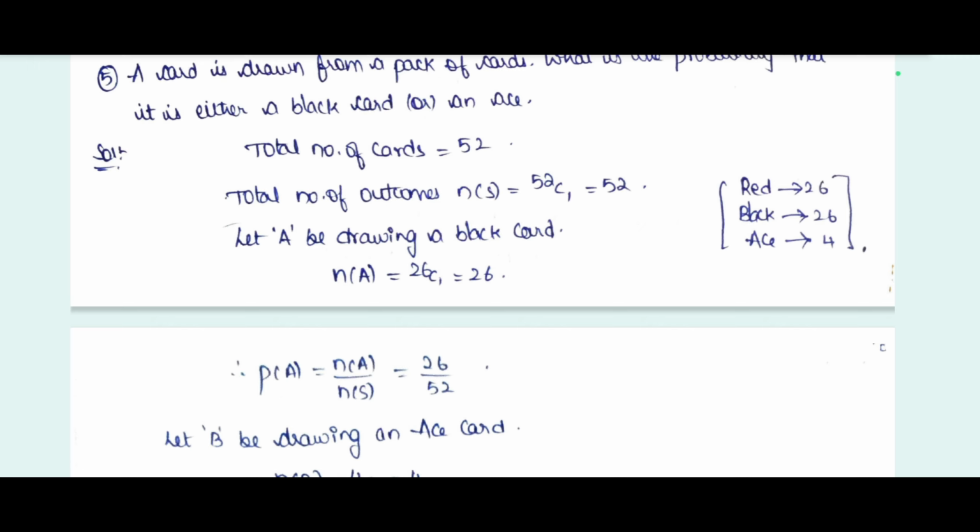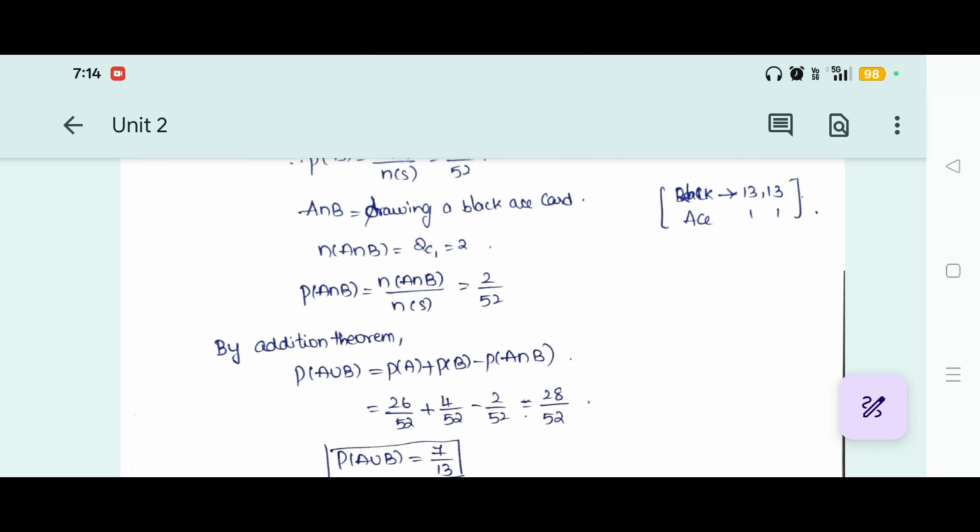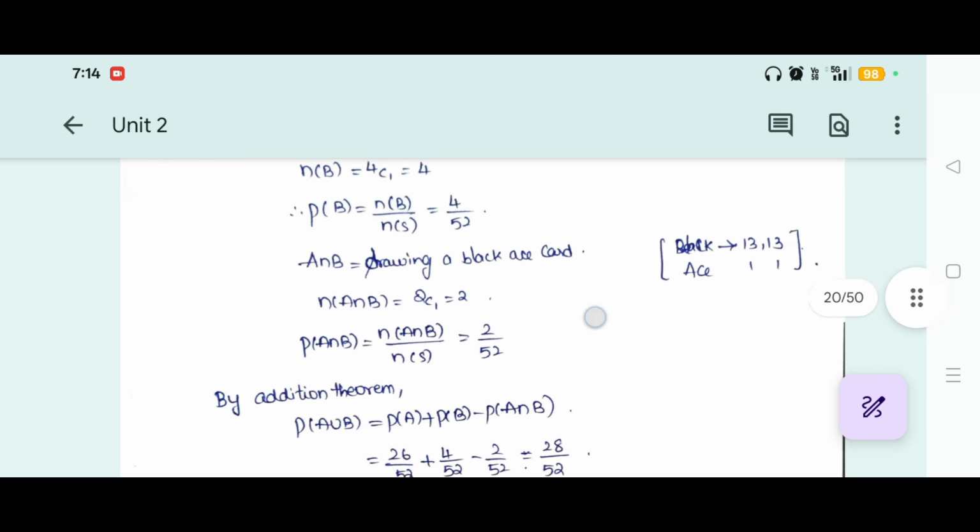Next, the probability of A is 26 divided by 52. Let B be drawing an ace card. So how many ace cards will there be? 4C1, that is 4. Next, in continuation, by the addition theorem of probability, we have the black cards, that is A intersection B. How many black cards are there among the aces? That is 2 cards, so 2 divided by 52, that is the intersection value.